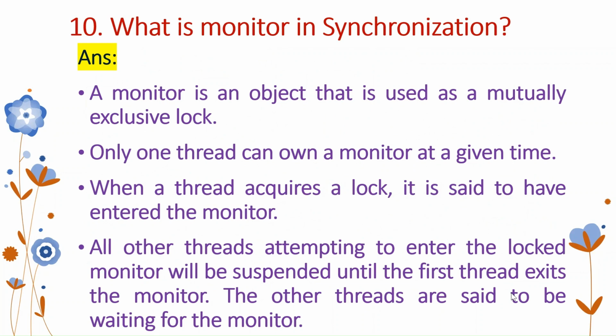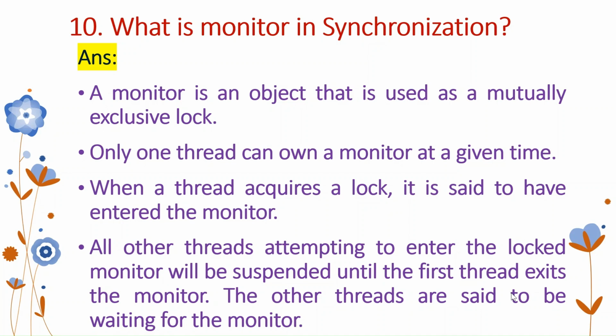Only one thread will get the chance when many threads are competing for this shared resource. That is called a mutually exclusive lock. Only one thread can own a monitor variable at a given time. When a thread acquires the lock, it is said to have entered the monitor. All other threads attempting to enter the locked monitor will be suspended until the first thread exits the monitor.